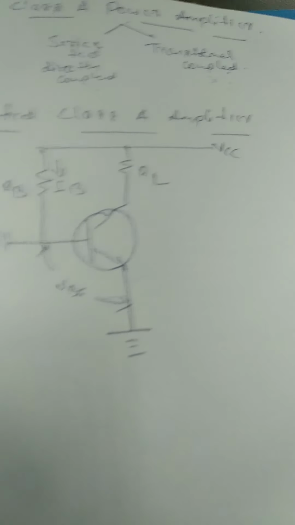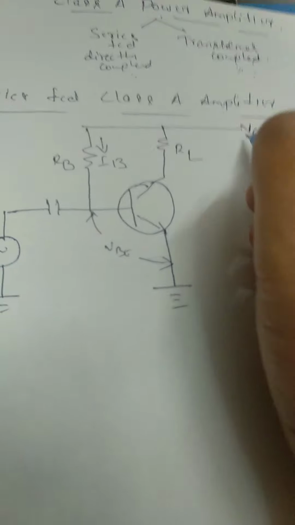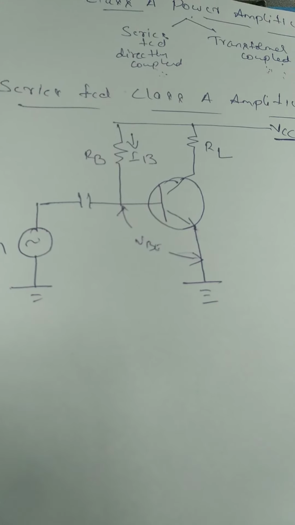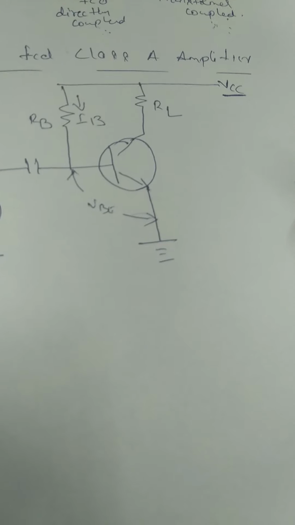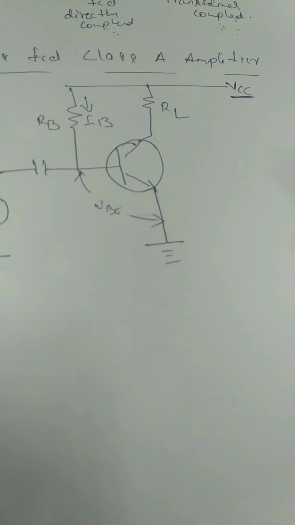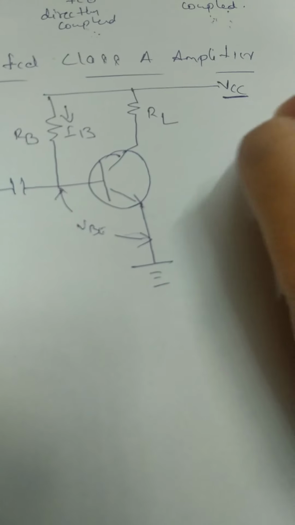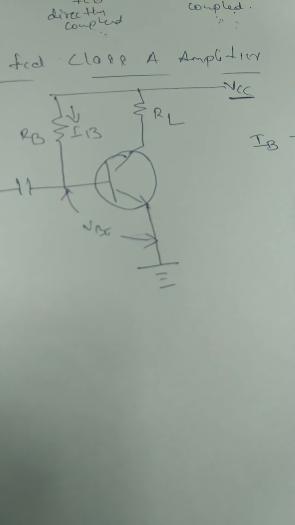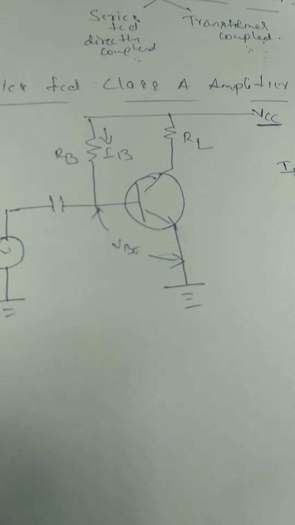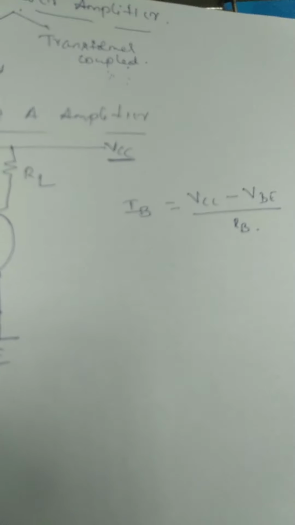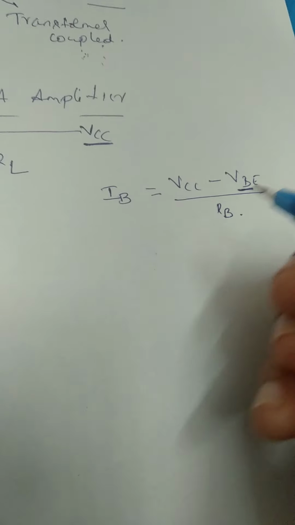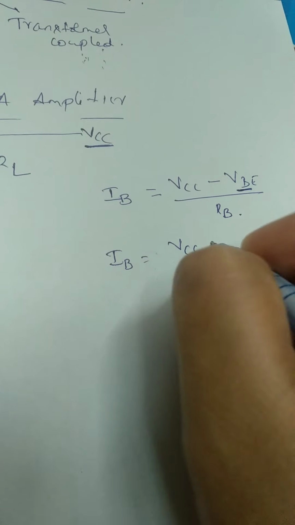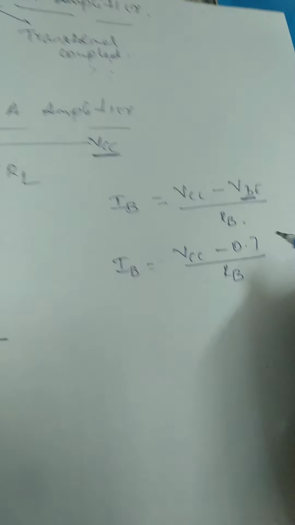So what is the DC bias operation? That is, when we apply a DC voltage VCC, what are the currents and the voltages? By applying DC bias, IB will be VCC minus VBE divided by RB. This we have studied previously. IB is equal to VCC minus VBE divided by RB. What is VBE? VBE is always 0.7, so IB is VCC minus 0.7 divided by RB.